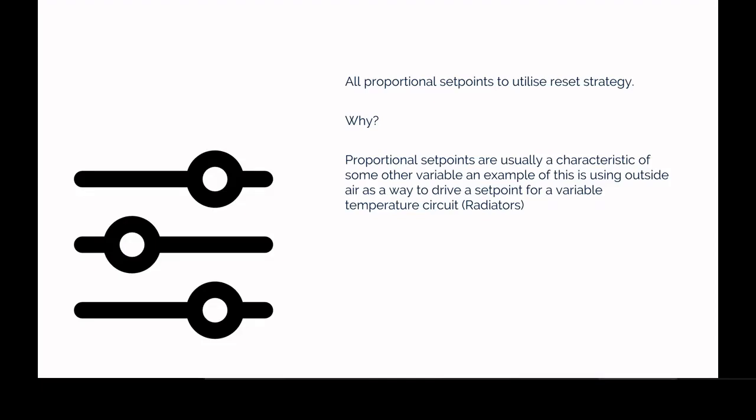So there's no way to influence the variable temperature circuit. What we introduce is something called reset strategy, which essentially says, I want the space to be 21 degrees. Therefore, for every degree over 21 that I am in the space, I want you to drop 5, 6, 7 degrees off the variable temperature set point. So you're using the space to reduce your requirement.